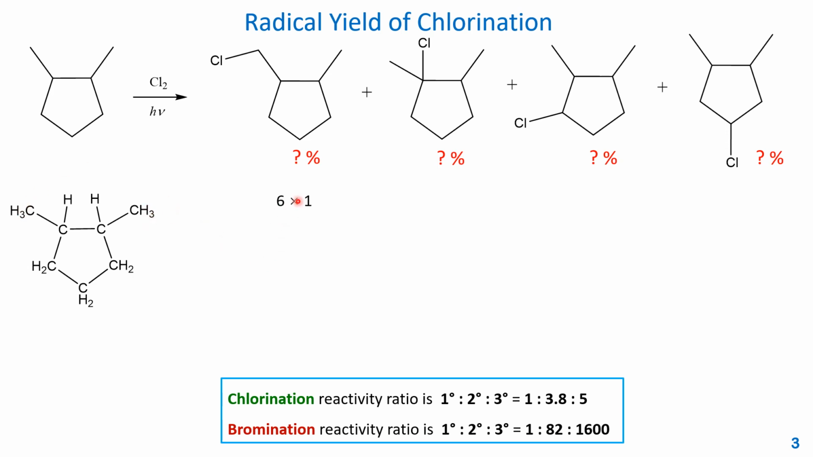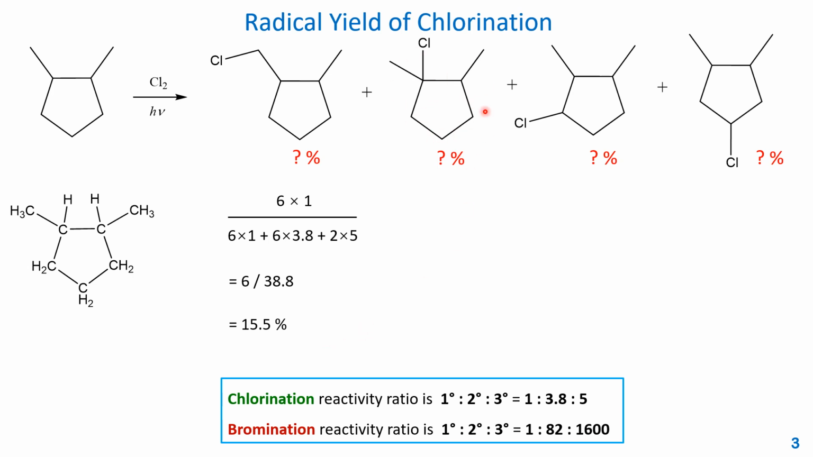So you can use 6 times 1, where 1 is the reactivity, over the total. That will be 6 primary hydrogens times 1, plus there are 6 secondary hydrogens, that's 2 plus 2 plus 2 here, so 6 secondary times 3.8. 3.8 is the secondary reactivity. And now you have 2 tertiary hydrogens, so 2 times 5. Now you can calculate 6 over 38.8. That gives you 15.5% of this product that's expected.